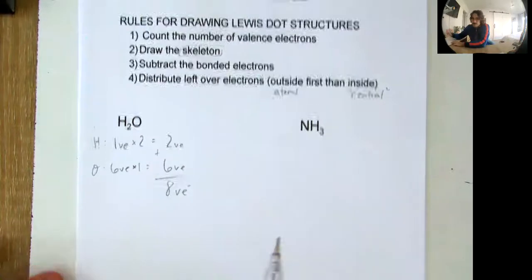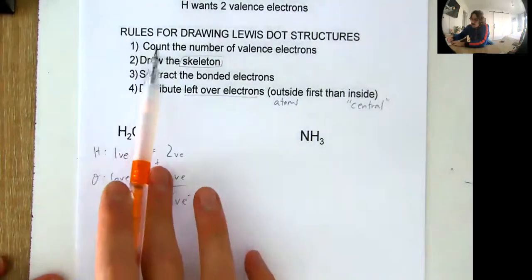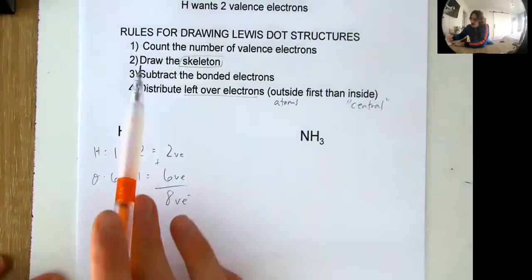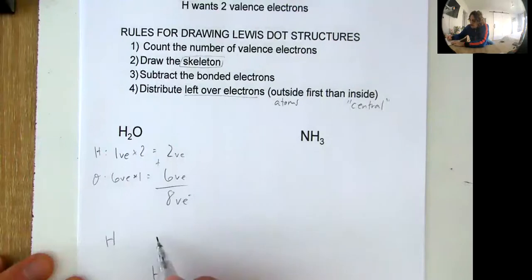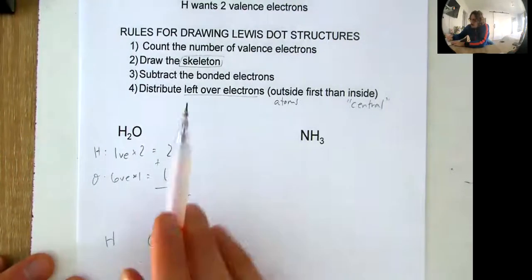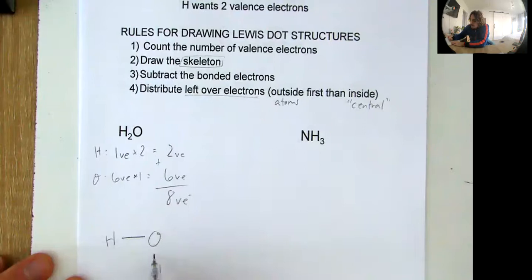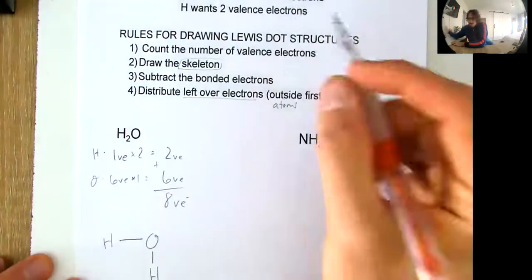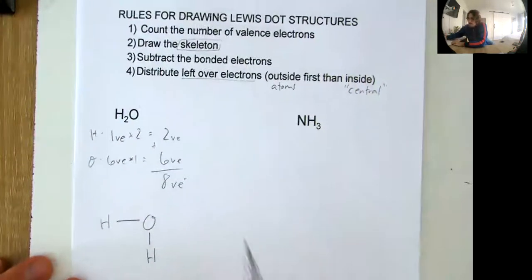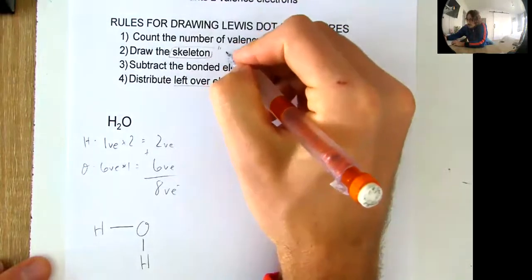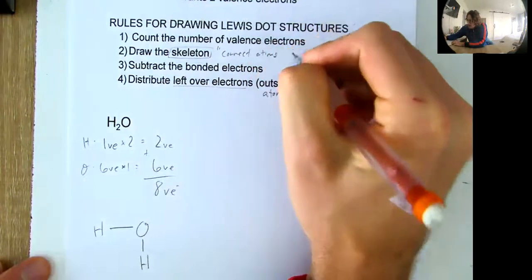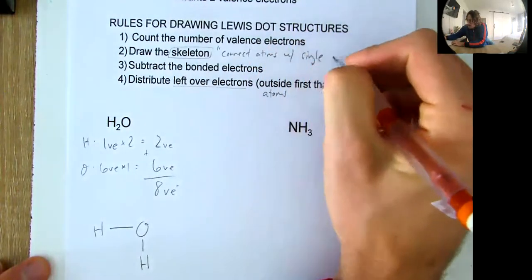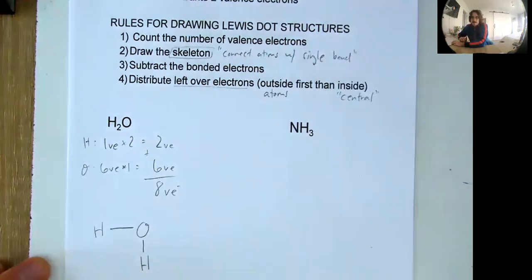So step number 2, that was step number 1. We just counted the valence electrons. Step number 2 is draw the skeleton. Skeleton is super easy. You just draw the hydrogens on the outside, like this. And the skeleton just says to connect them with single bonds. That's the skeleton right there. So we could add: connect atoms with a single bond. Okay, that's step number 2.